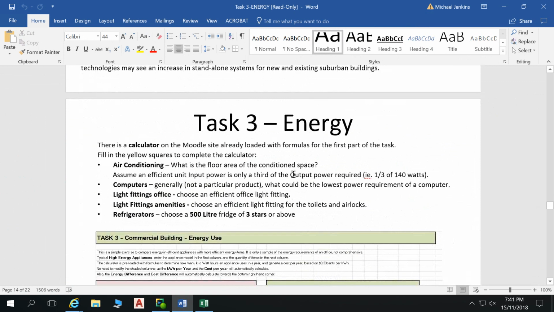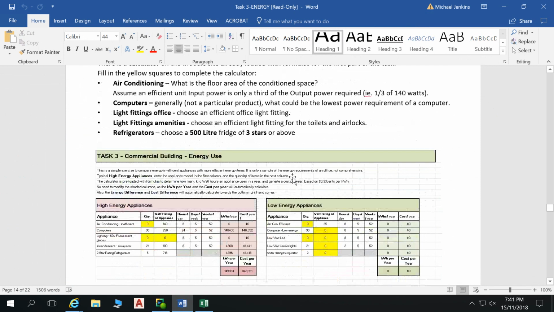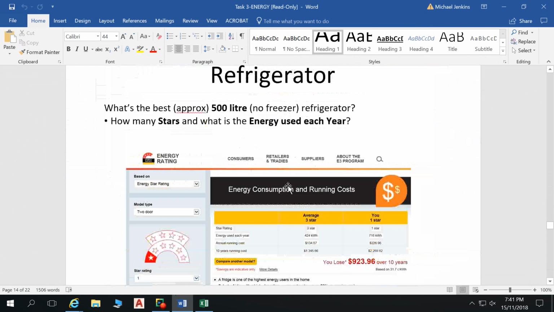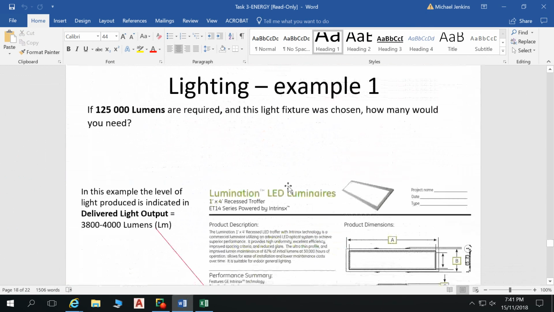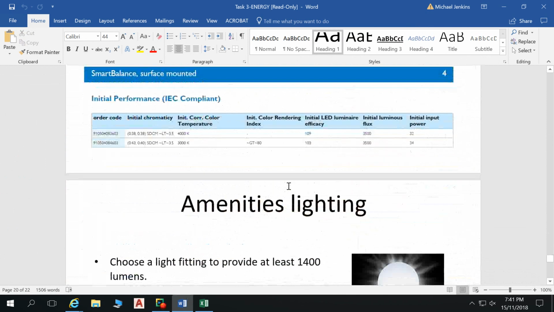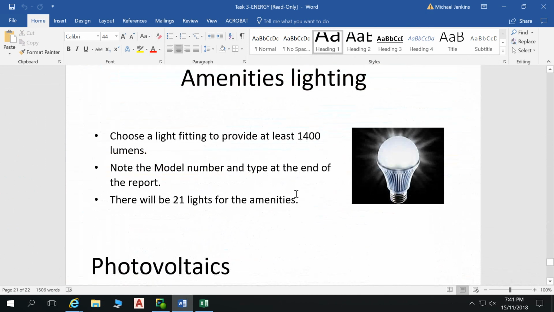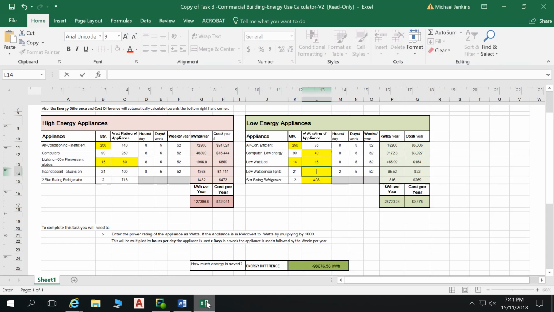So that's right. So we're going to then work out. We've gone through and worked out our lighting for the office. And then we also have to work out what our amenities lighting is. So within your spreadsheet, you're asked to provide 21 lights for amenities lighting.